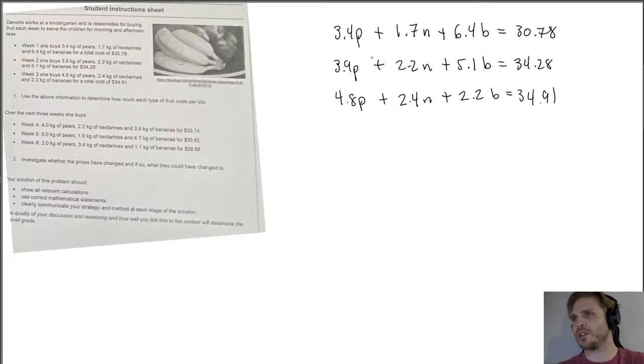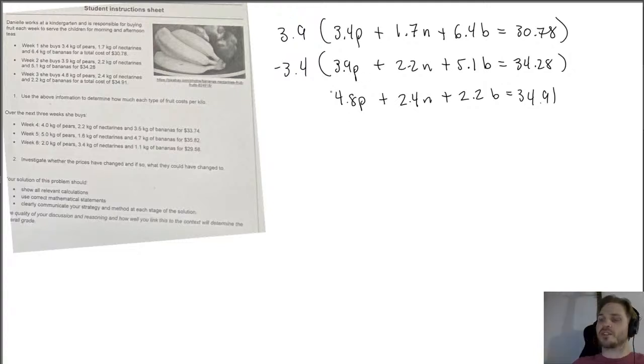system of equations. There's a bunch of different ways to solve this. I like the elimination method. So the first thing I'm going to do is get rid of all of these decimals. Actually, I'm not even worried about it. So let's take this equation. I'm going to multiply this one by 3.9. I'm going to multiply this equation by negative 3.4. And that's going to give us a new system.